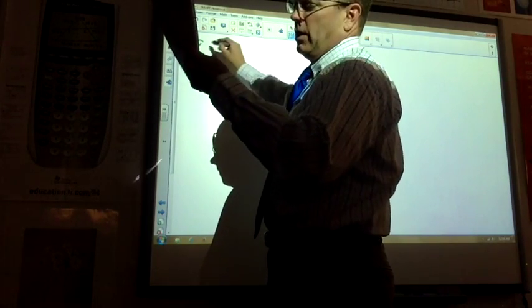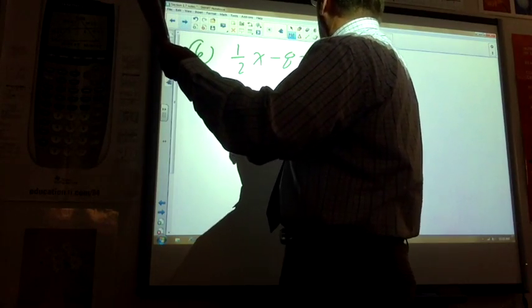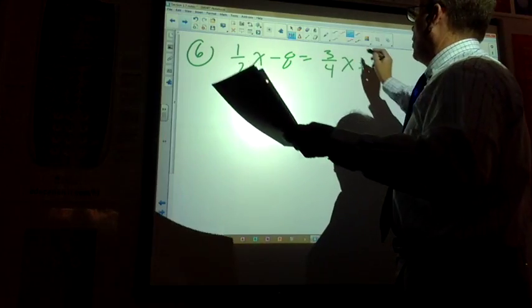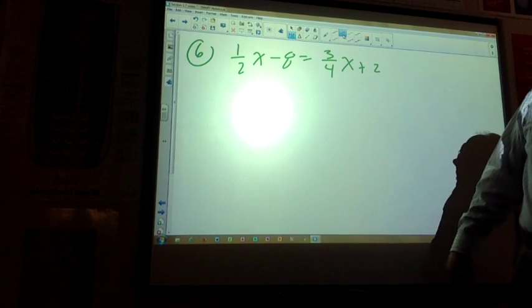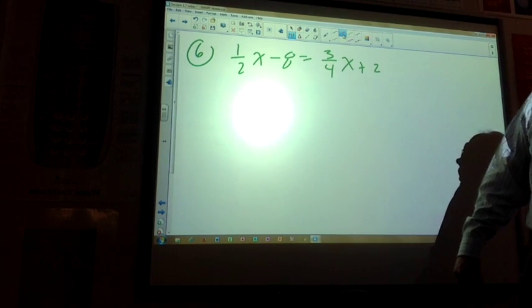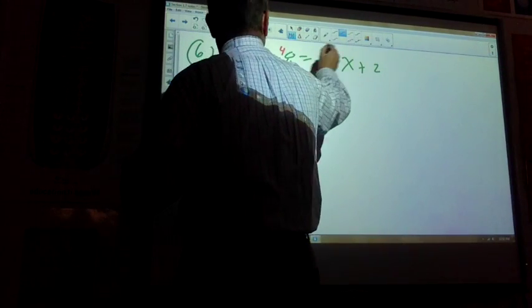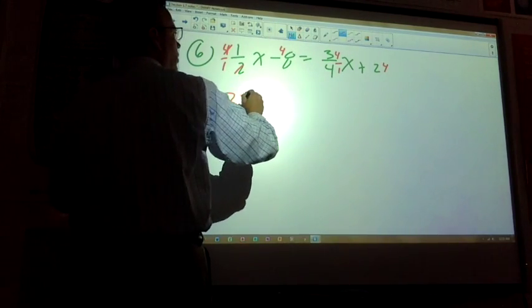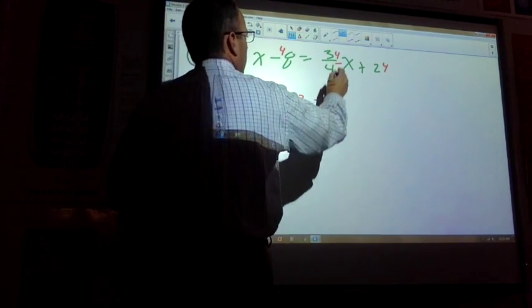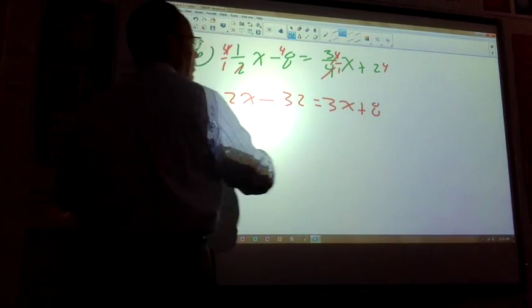Number 6. 1/2 x minus 8 equals 3/4 x plus 2. What's the quality way of doing these problems? Multiply everything by what? Not by 2. By 4. So that's by 4 over 1. That's by 4. That gives me 2x minus 32 equals 3x plus 8. Solve that.